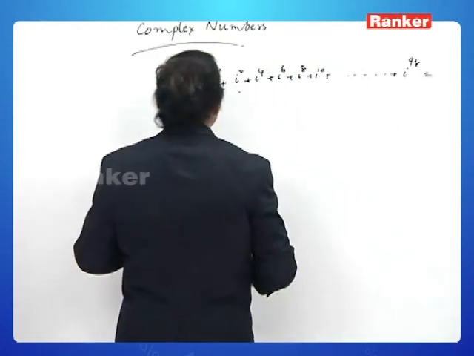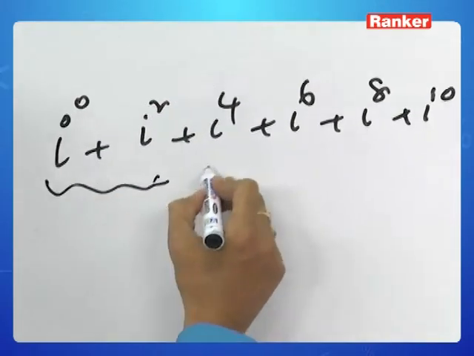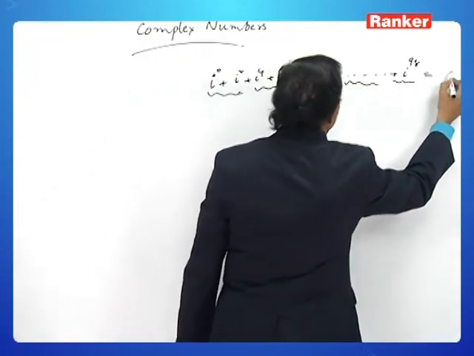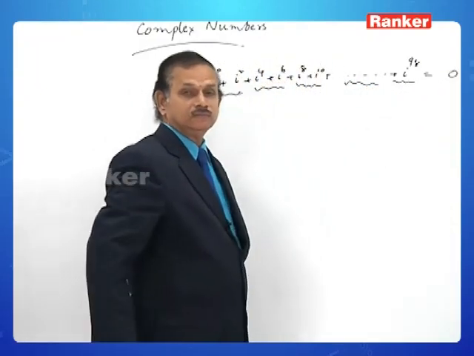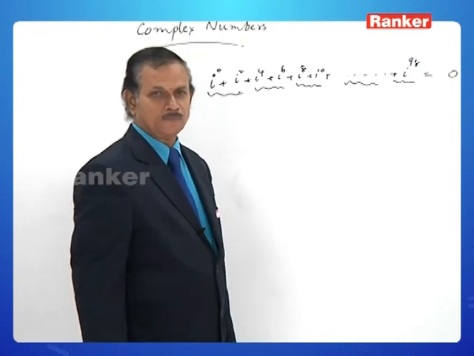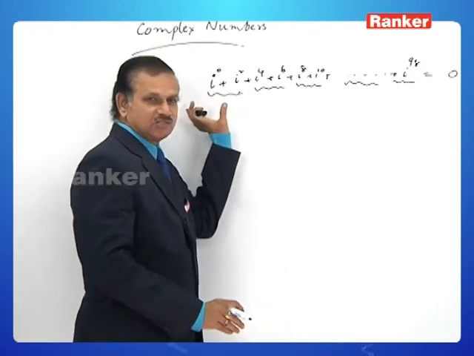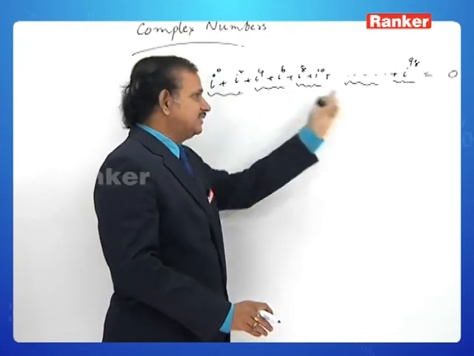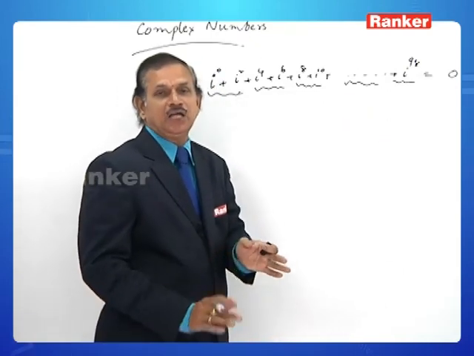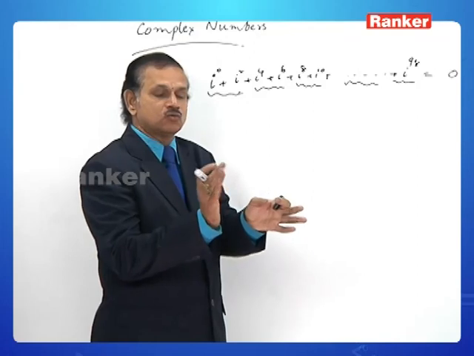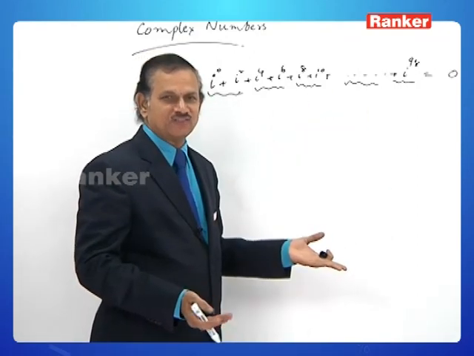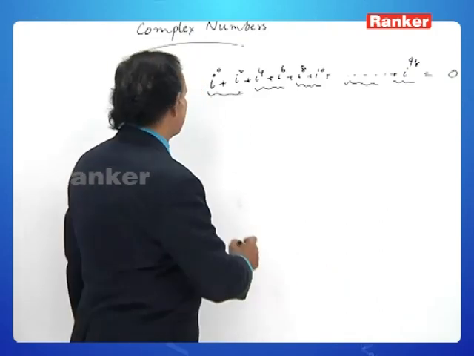Well, for every two successive powers, the sum is 0. If you collect two terms like that, nothing will remain. So it is 0. Now let me change this question.